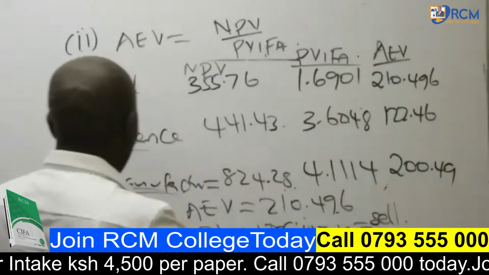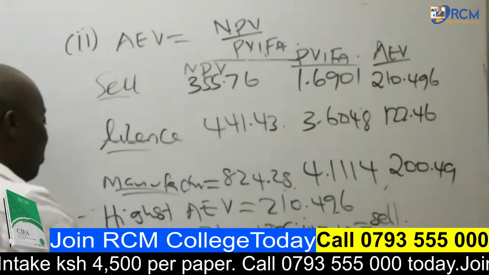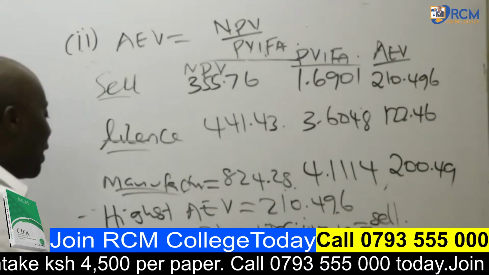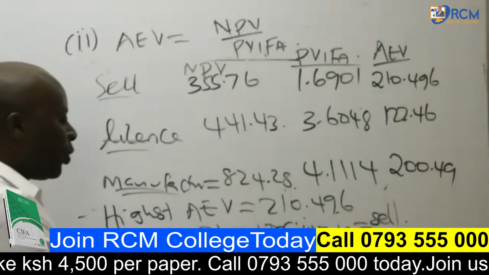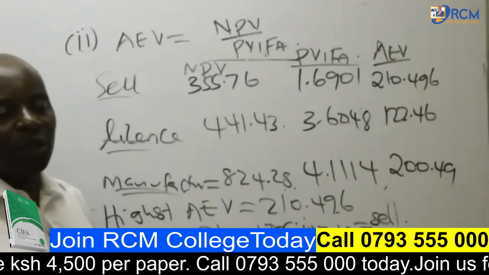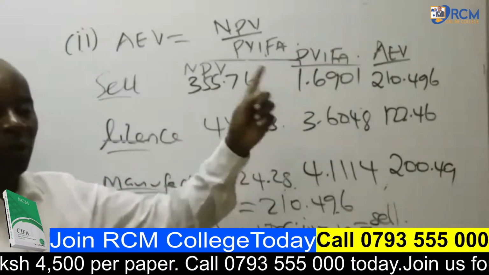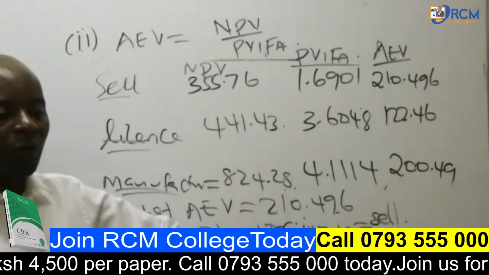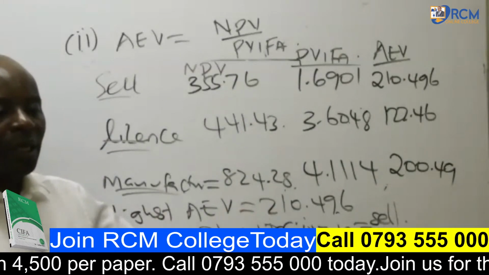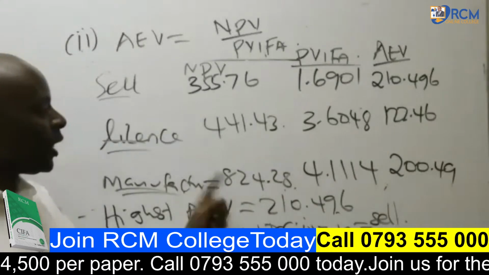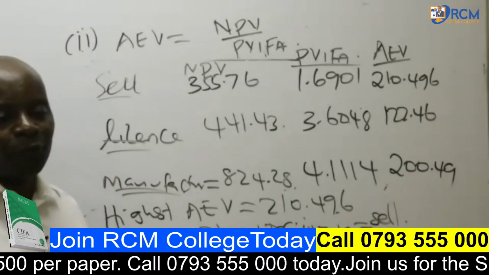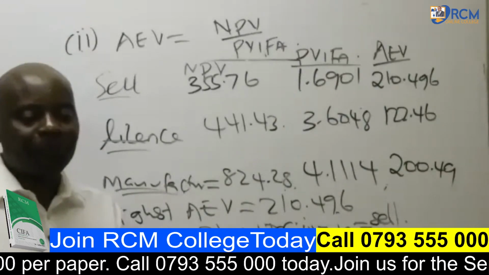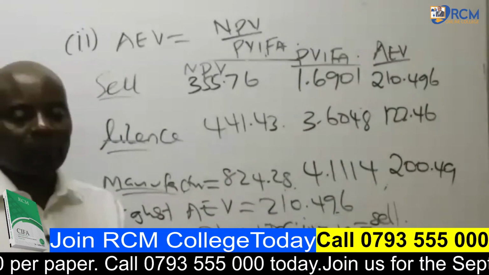And then you go to Roman number 3. Of course, they want you to compare. Of course, when we are comparing, we can see a conflict between the two methods. We can see in this case here, ladies and gentlemen, net present value telling us to go for manufacturing. AEV is telling us to go for selling. So in whose hands are we safe here?